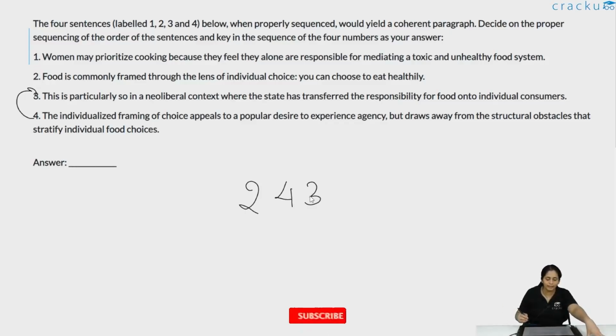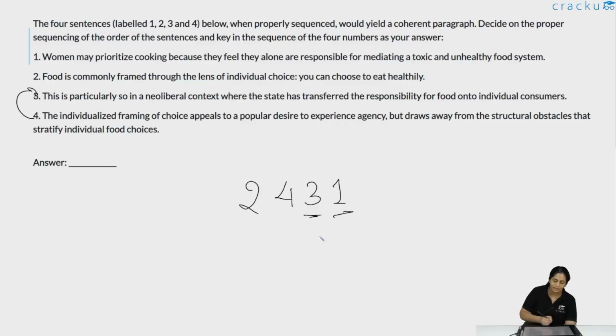Now, the responsibility of the food is on individual consumers, especially women. Women feel that it is their responsibility to cook healthy food because there's a toxic system, and if you have to take care of your family, it is your responsibility as a woman to make the right choices as such. So 3 talks about this responsibility being transferred to individual consumers, and 1 talks about who most keenly feels this responsibility to navigate the food system. So 1 should be the last sentence. So the order of the sentences should be 2, 4, 3, 1.